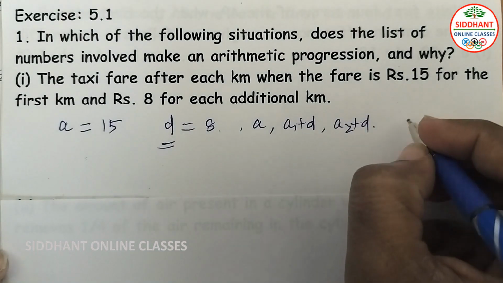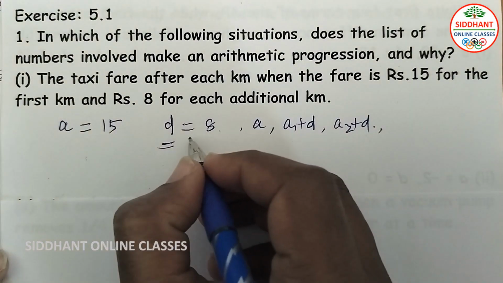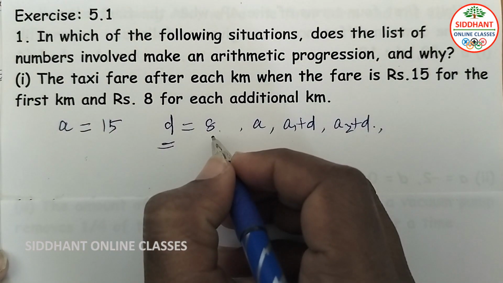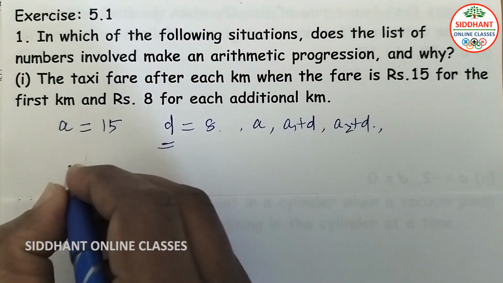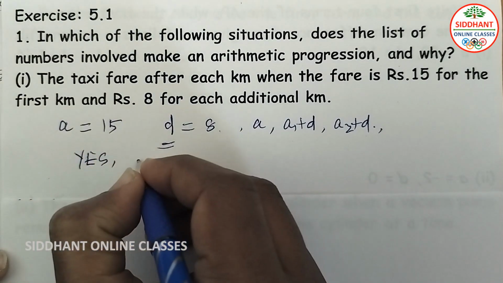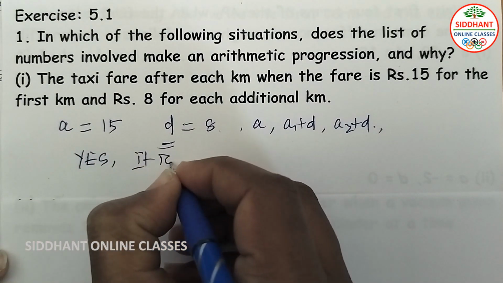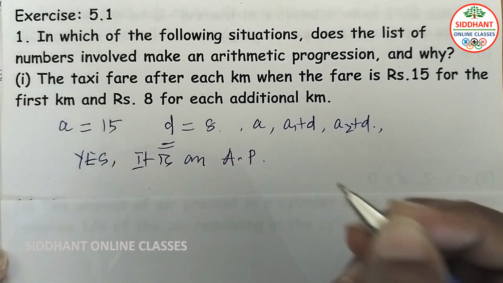So here we are going to see an arithmetic progression. We have a common difference rupees 8 here. So we can say that this is an arithmetic progression. So the answer will be yes, it is an arithmetic progression.